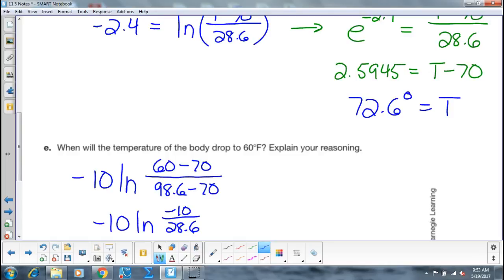Okay? What's the lowest that this body could get? 70 degrees. Okay? It's not going to get colder than the air around it. That's as cold as it can get, is 70 degrees. Okay?